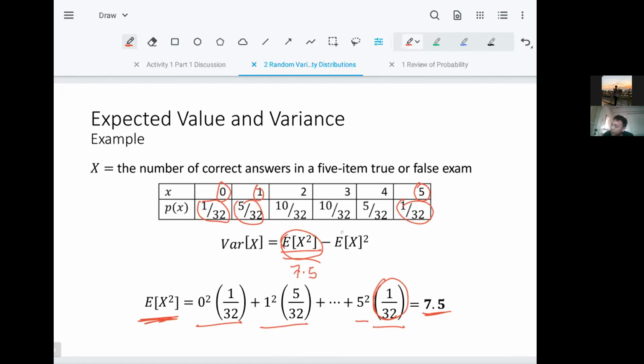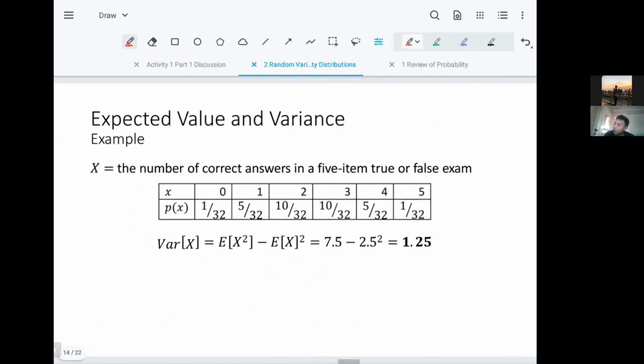What about the next one? We already know E of X, that's 2.5 from the previous slide. We just square it. So in the end, we'll arrive at 1.25. So that's the variance of X. It's a measure of variability.